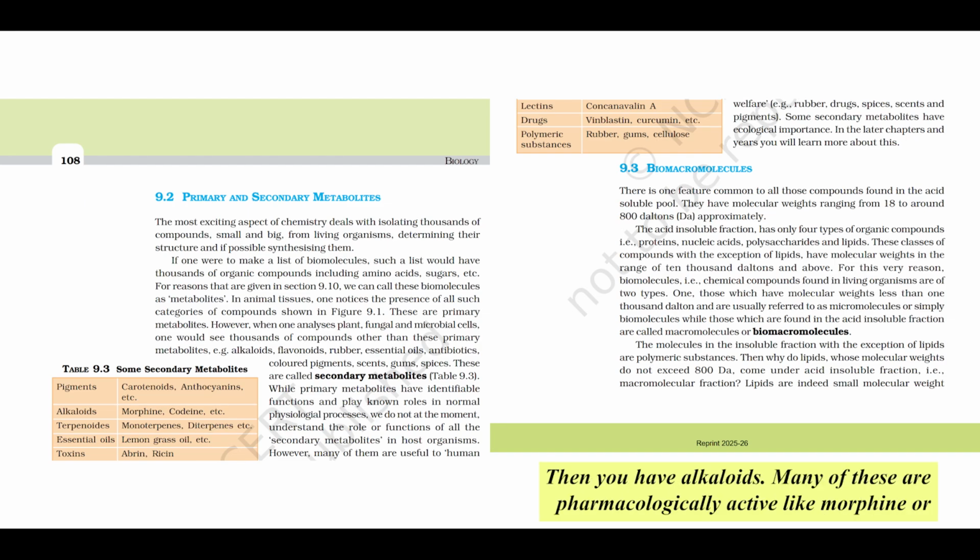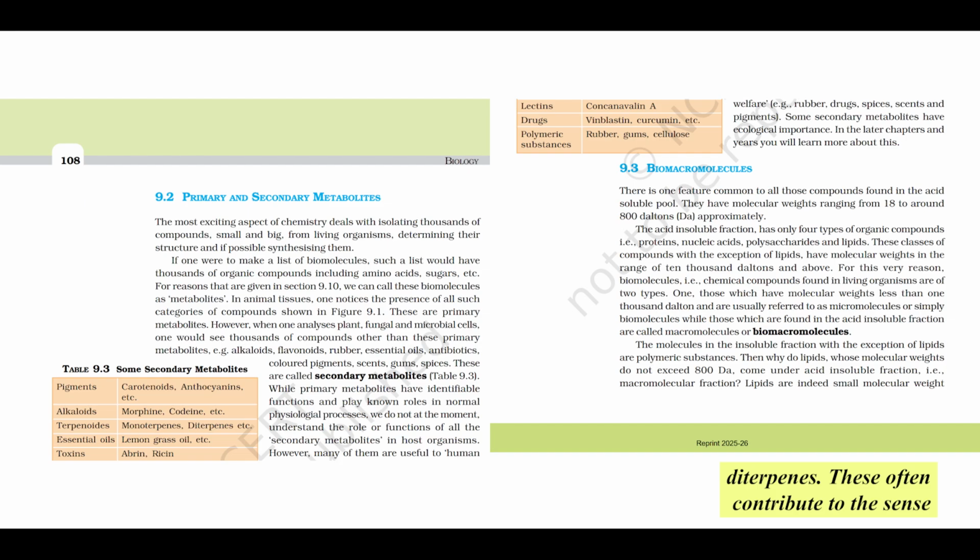Okay, pigments. Then you have alkaloids. Many of these are pharmacologically active, like morphine or codeine. Some are poisons. Alkaloids, right. Terpenoids, things like monoterpenes and diterpenes. These often contribute to the scents of plants, like in pine trees or citrus fruits. Essential oils, like lemongrass oil, are also in this category, valued for their aroma. Smells and flavors. Exactly. Then there are toxins, like abrin and ricin, which are potent poisons produced by some plants, likely for defense.